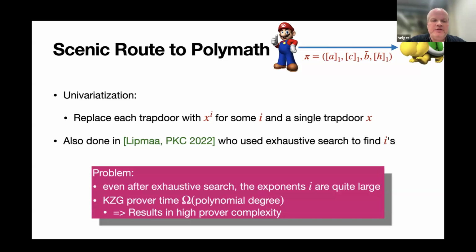Still, the problem after this step is that even after exhaustive search, the exponents i are quite large. And having large exponents means that the polynomials that we're talking about have a large degree. And KZG prover time is at least linear in polynomial degree, which results in high prover complexity.